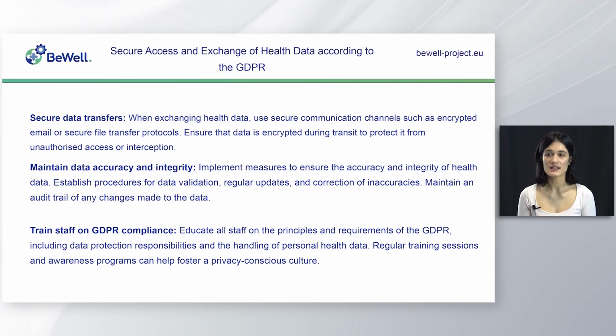5. Maintain data accuracy and integrity. Implement measures to ensure the accuracy and integrity of health data. Establish procedures for data validation, regular updates, and correction of inaccuracies. Maintain an audit trail of any changes made to the data. 6. Train staff on GDPR compliance. Educate all hospital staff on the principles and requirements of the GDPR, including data protection responsibilities and the handling of personal health data. Regular training sessions and awareness programs can help foster a privacy-conscious culture.